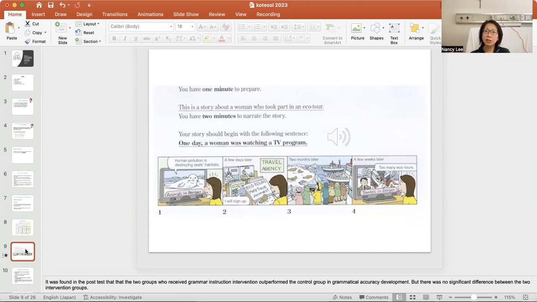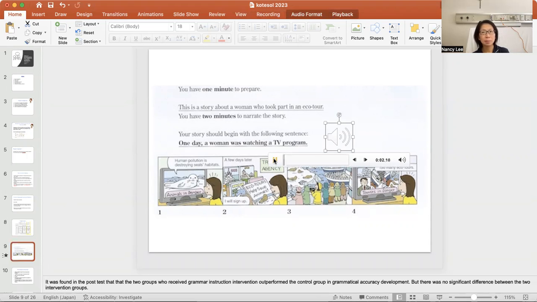In all the weeks, students narrated a 4-picture cartoon in English, and this particular difficulty level is equivalent to the ACAN pre-level 1 level. So let me play a little bit of this recording.